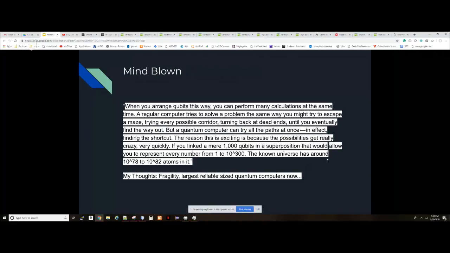Now, the other thing is, I know this 1,000 qubit thing sounds amazing. However, the largest reliable sized quantum computer right now is only about 6 qubits. We know that people aren't going to stop trying to build these things. They're not going to. They're going to continue to get better. They're going to get bigger, but it will take time. So there's just so much potential, and I think that potential is what gets a lot of people very excited about quantum computing.